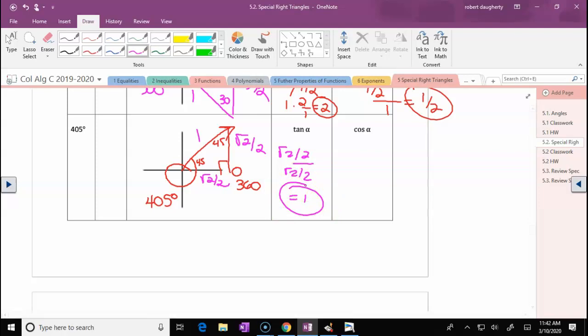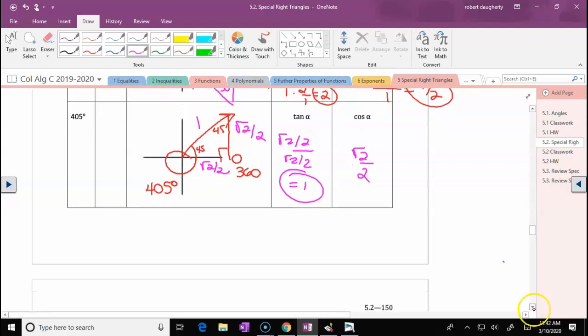What's the definition of cosine? Adjacent over hypotenuse, and what's that going to be? Yeah, square root of 2 over 2. What's the sine going to be? Yeah, which is square root of 2 over 2 over 1. Same thing. Okay. So that is it for the lesson, I believe.